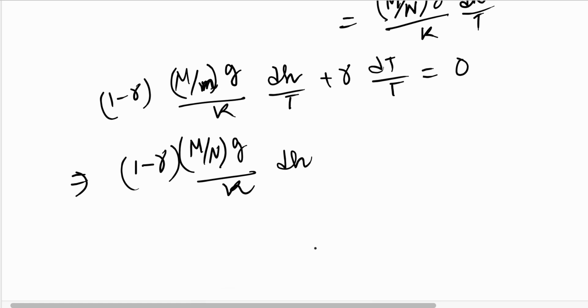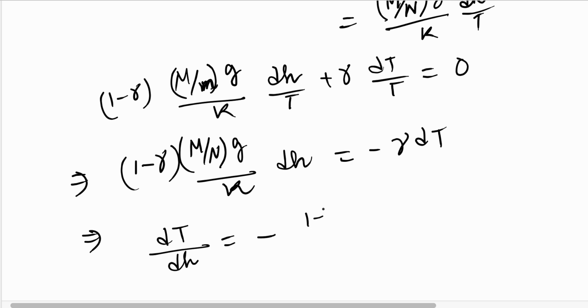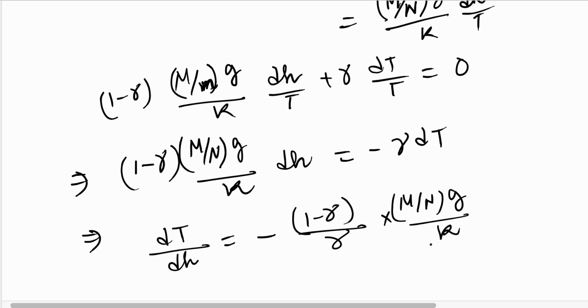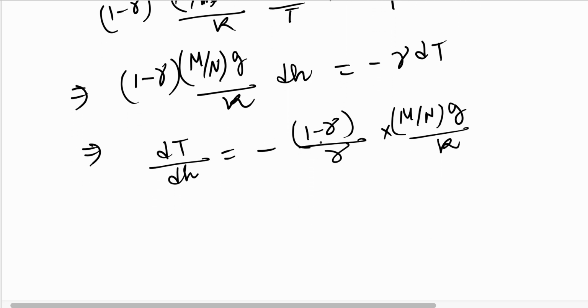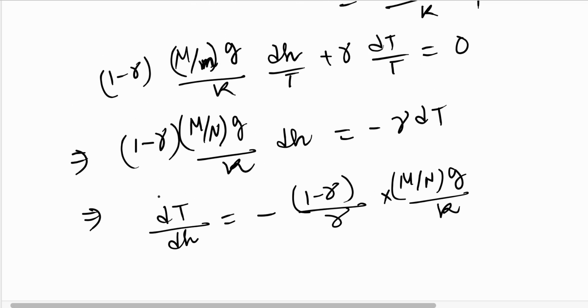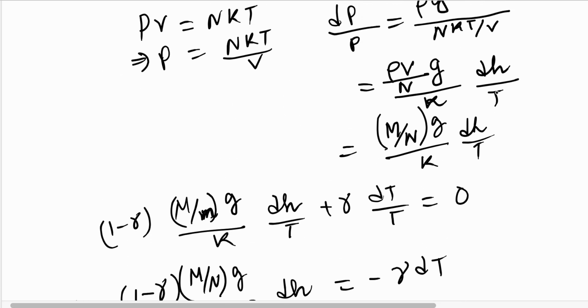So dH will be equal to minus gamma dT. That means dT/dH will be minus 1 minus gamma by gamma into m by n g by k. Now you can see that since this relation holds, we actually calculate the gradient of the temperature.